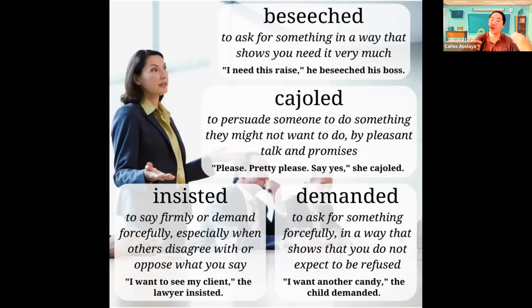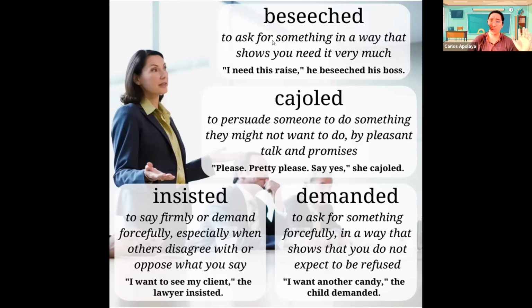Demanded is when you ask for something forcefully in a way that shows that you do not expect to be refused. Demanded. For example, the teacher said, please bring your IDs. No, he demanded. He demanded, please bring your IDs. Because the teacher expects students not to refuse. He assumed that everyone is going to bring their IDs. Demand. Any questions?